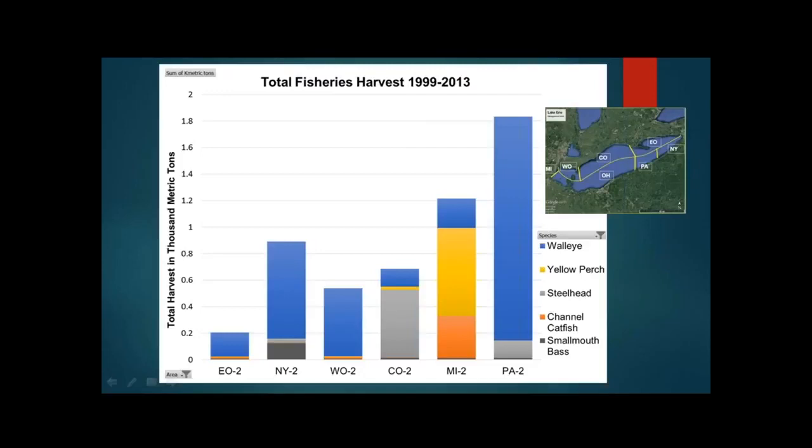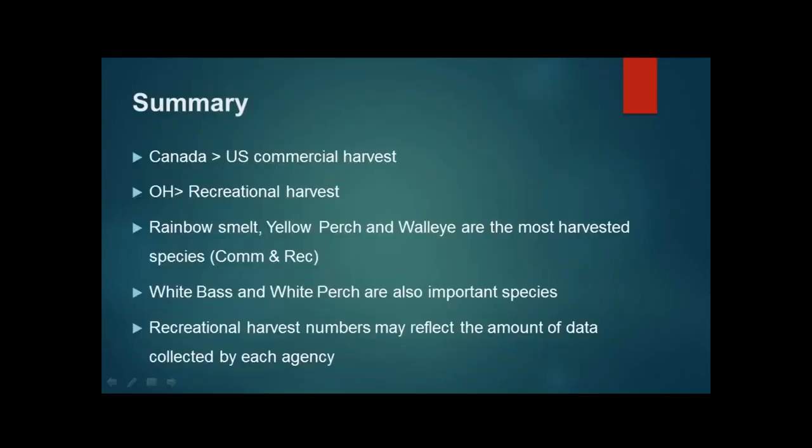And so a quick summary of these results is that Canada's commercial harvest is much bigger than the U.S. Ohio has the biggest recreational harvest. Rainbow smelt, yellow perch, and walleye are the most harvested species commercially and recreationally. So it makes sense that walleye and yellow perch are being sought out for management purposes.